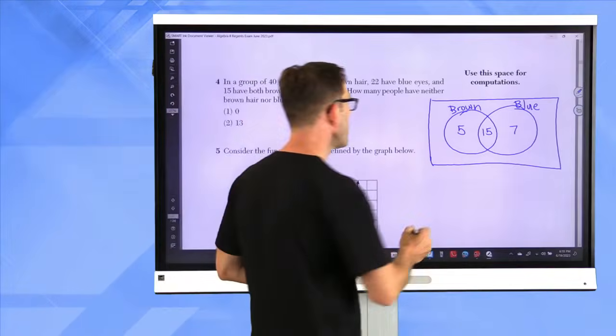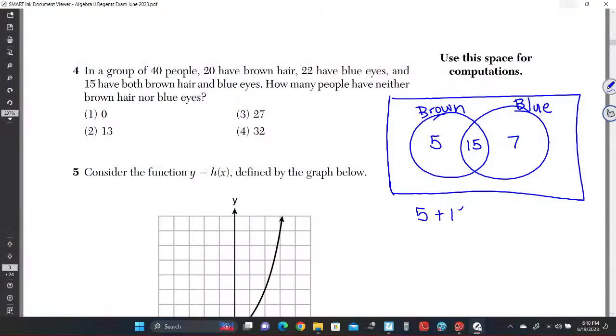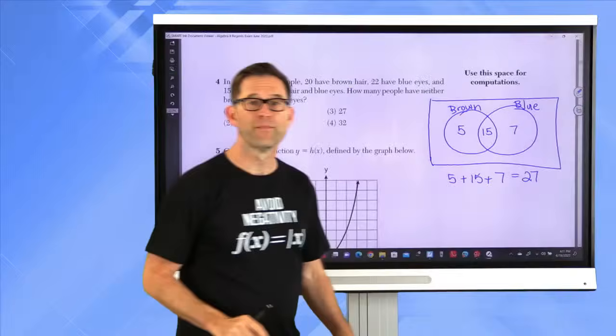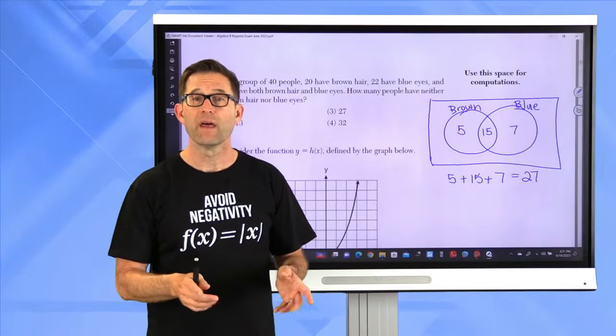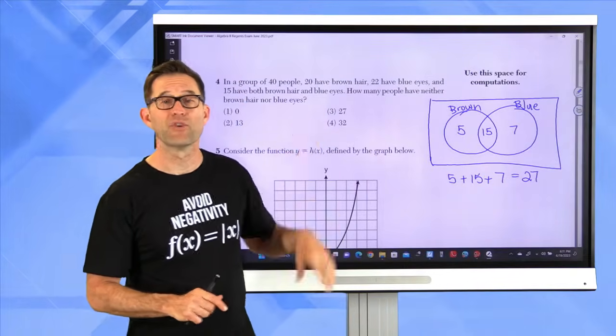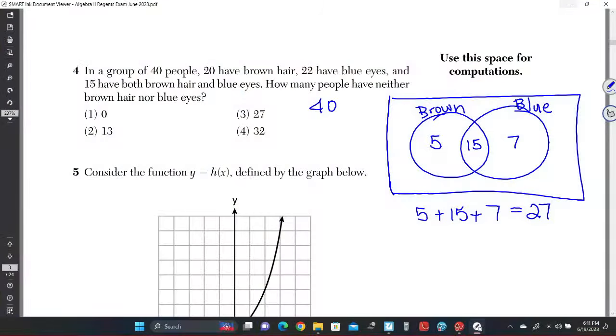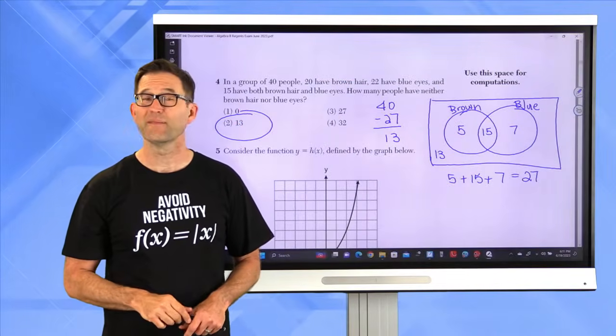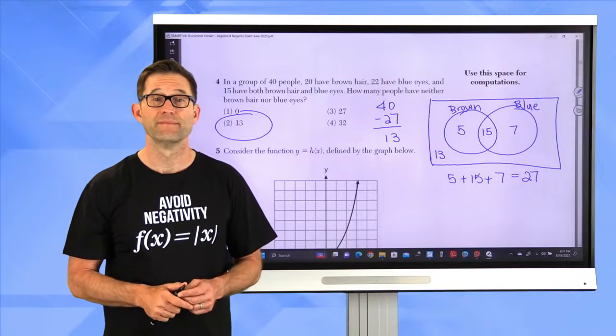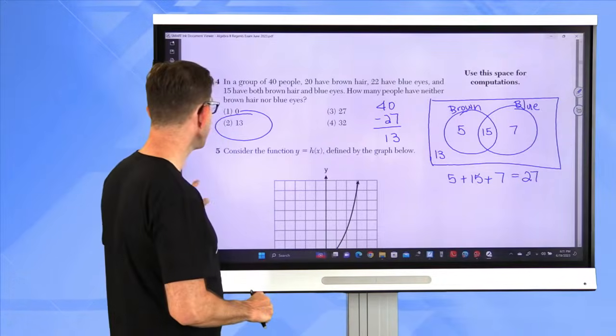Now, in total, when I add those up, 5 plus 15 plus 7, I get a total of 27 people that have brown hair, blue eyes, or both, right? But we had a group of 40 total people, so if I take my 40 and I subtract off the 27, what I find is that 13 people must be sitting here that don't have either brown hair or blue eyes. I'm just trying to account for everybody. That's it. All right, let's take a look at problem number 5.